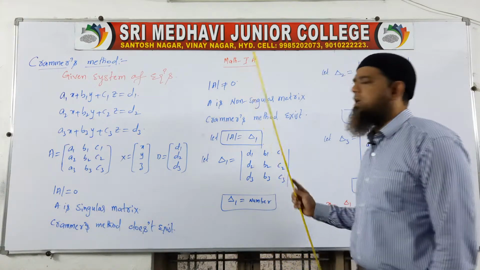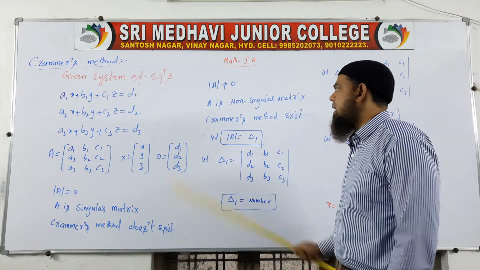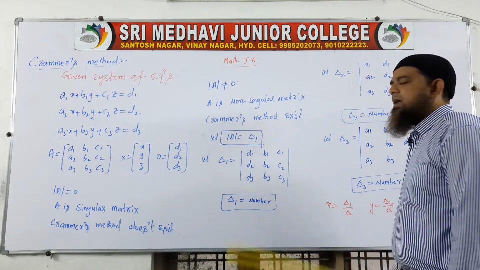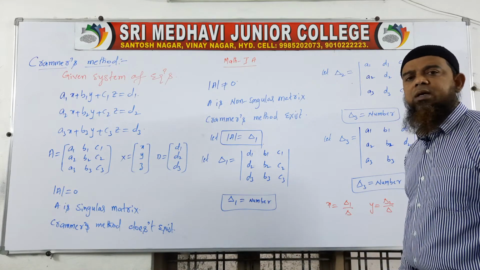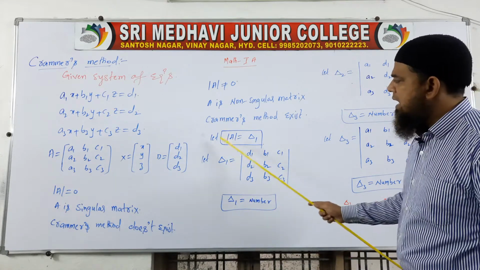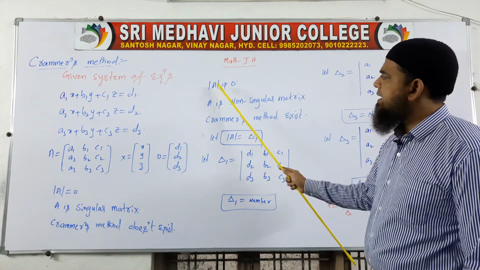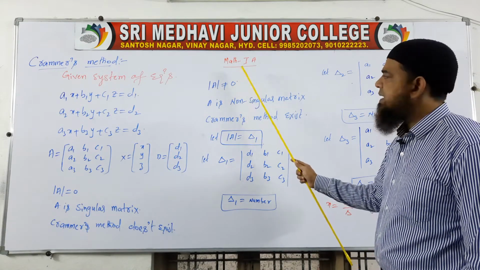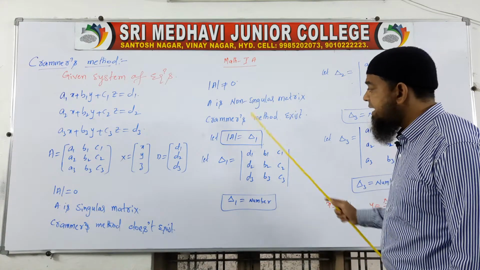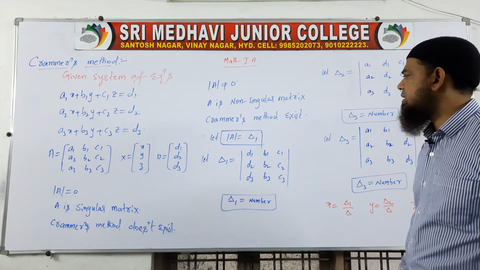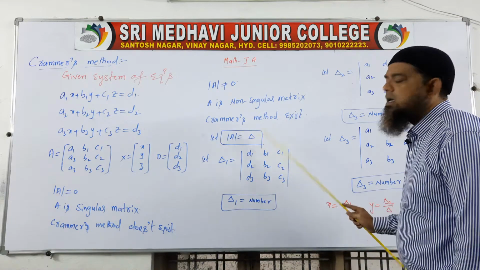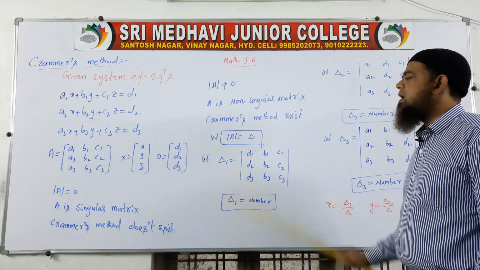Here you see det A is not equal to 0, meaning you are getting some number. Okay, fine. Then A is a non-singular matrix. Cramer's method exists. Now we can apply Cramer's method. How to write Cramer's method? From here onwards we are applying Cramer's method. Let det A be some number. That number we are taking as delta. Det A is taken as delta. Okay, the delta is over.